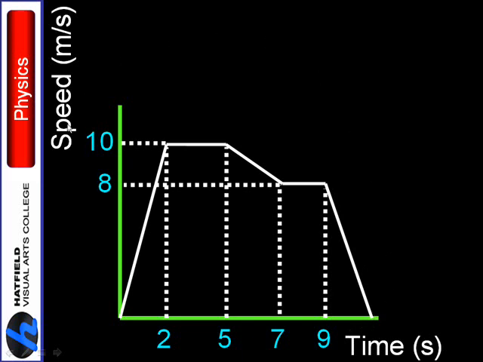So when interpreting graphs then, make sure you use the values on the axes. Make sure it's clear which part of the graph you're talking about, and don't forget to mention words like speed and time.